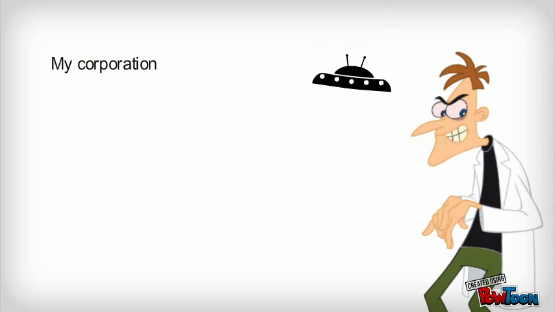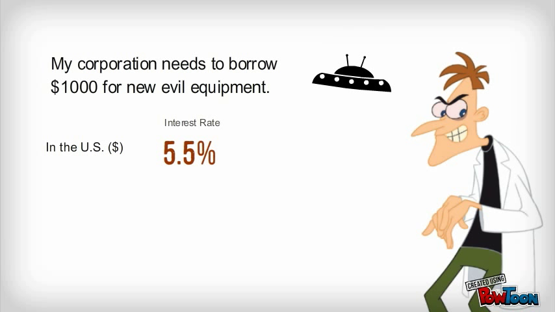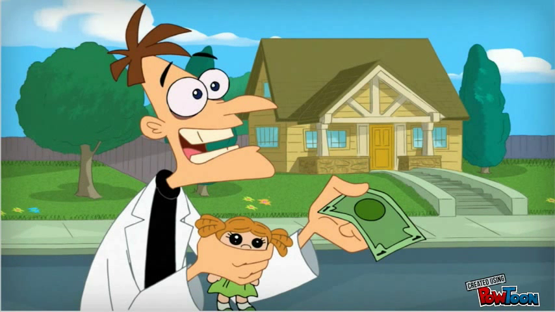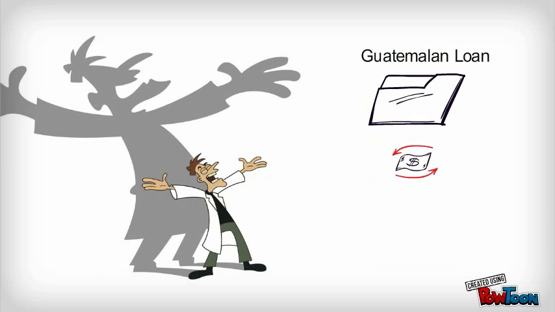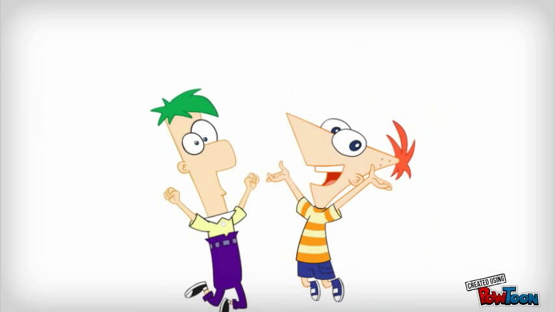My corporation just needs to borrow $1,000 from a bank for new equipment, but in the US the best rate I can negotiate is a fixed 5.5, and lenders in Guatemala offer me 5.1. So I will go to that emerging market and take that Guatemalan loan and then find a third party willing to swap or exchange it into an equivalent dollar loan. By doing so, my corporation will obtain its dollars on more favorable terms.